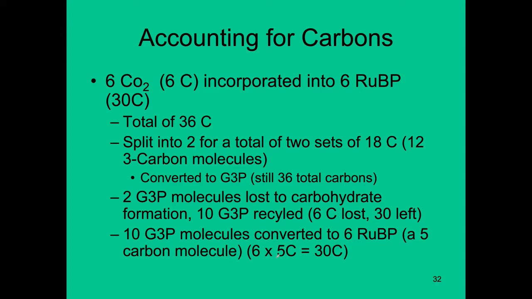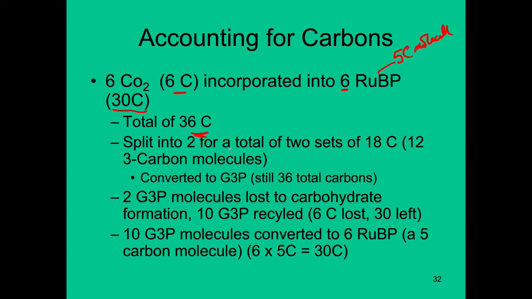So when we do the accounting of the carbons, the Calvin-Benson cycle will actually use a total of 36 carbons. 6 carbons from 6 CO2 molecules are going to get incorporated into 6 RUBP molecules. Now remember, RUBP is a 5-carbon molecule. So I have 6 carbons added to 6 RUBPs. 6 times 5 is 30. So there's my 30 carbons right there. So I end up with a total of 36.